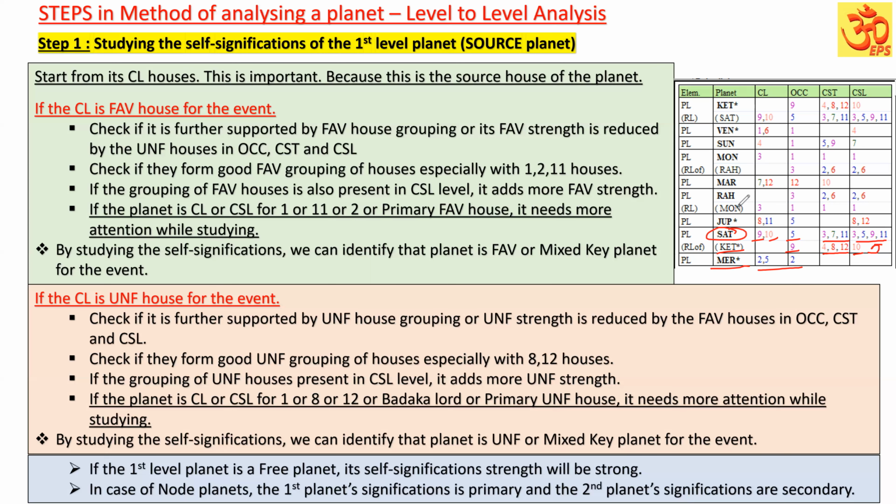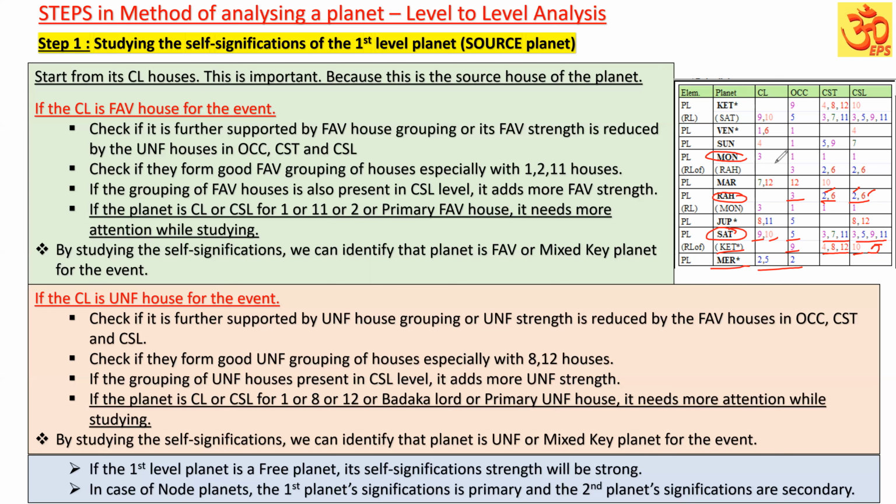If, for example, you take Rahu. Rahu is occupying third house, 2, 6 star lord and 2, 6 sub lord. Second house is good from the family point of view, but when it is connected to 6, it is not much supportive. So we can say this planet is having mixed significations.